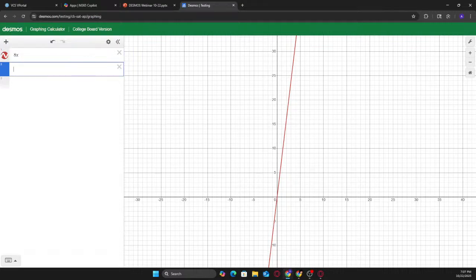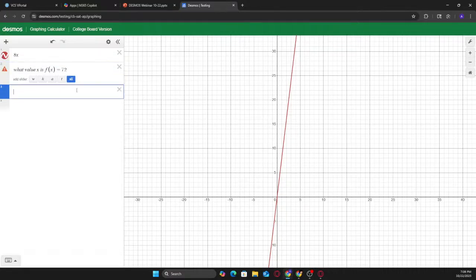So if we graph 8x and we're asked for what value of x, this can be anything. So this could be for parabolas, weird funky graphs and stuff. We can say, okay, for what value of x is f of x, let's say, equals 72? If we want to know that, f of x can also be known as y. So y equals 72.